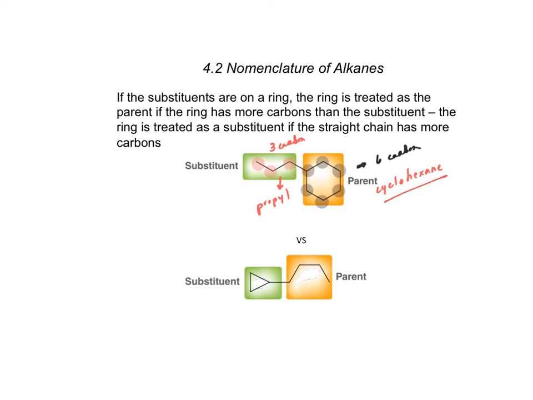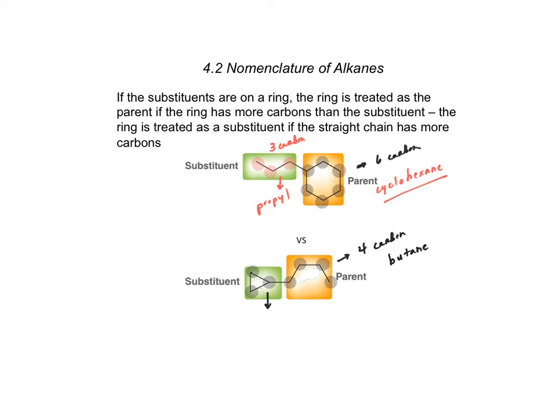But in this example below, we have a ring that only has 1, 2, 3 carbons, and we have a branch off of that ring that has 1, 2, 3, 4. So here, the actual parent is this 4-carbon chain. So 4 carbons is meth, eth, prop, but. So our parent here is butane. It's not cyclo because this is not the ring structure.